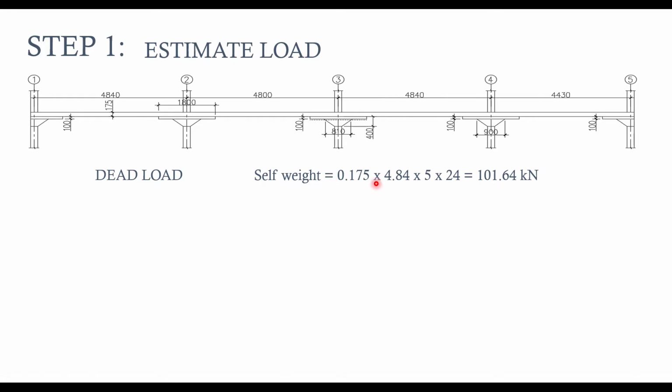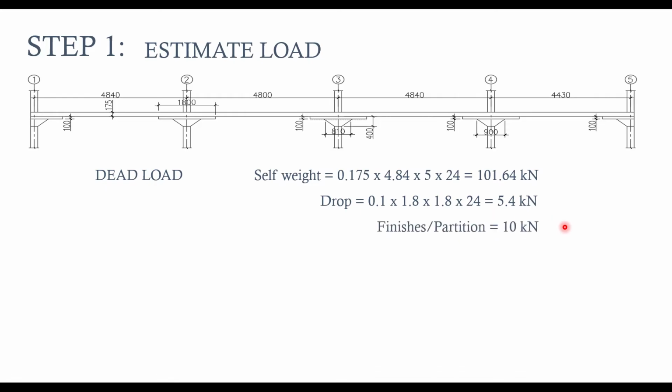That is, you multiply the thickness of the flat slab by the size of the panel. In this case, you are using panel 3, that is 4.48 by 5 meters, times the density of concrete, which is 24. So computing this, you have 101.64 kilonewton. Then you also calculate the self-weight of the drop panel. The thickness of the panel is 0.1, and then the size is 1.8 by 1.8. You multiply by density of 24, then you have 5.4 kilonewton.